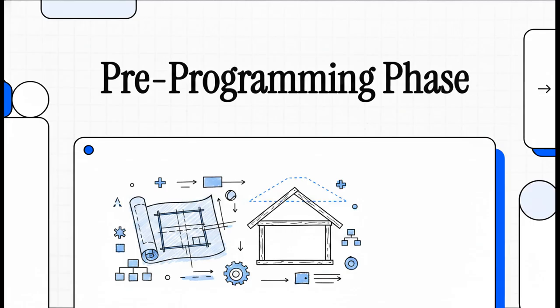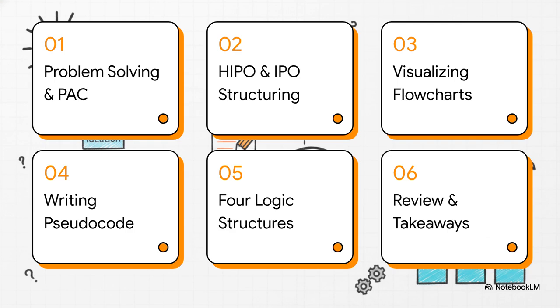This phase has 5 critical steps, and by the time we're done today, you'll know exactly how to map out a perfect program before you even start coding it. Let's get into it. Here's our roadmap for today. We'll hit problem-solving basics in PAC, structuring with HIPO and IPO, visualizing with flowcharts, writing pseudocode, the 4 logic structures, and wrap it all up with a final review and takeaways.